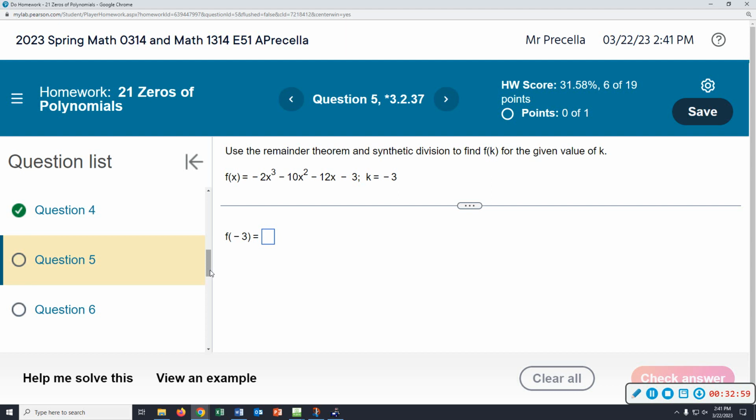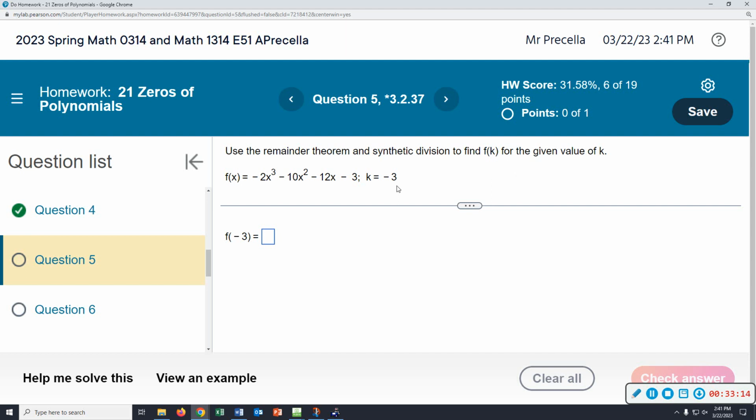Now let's do number 5. They want to get out of here. Oh, I could just talk and talk. Okay, it says use the remainder theorem and synthetic division to find f of k.